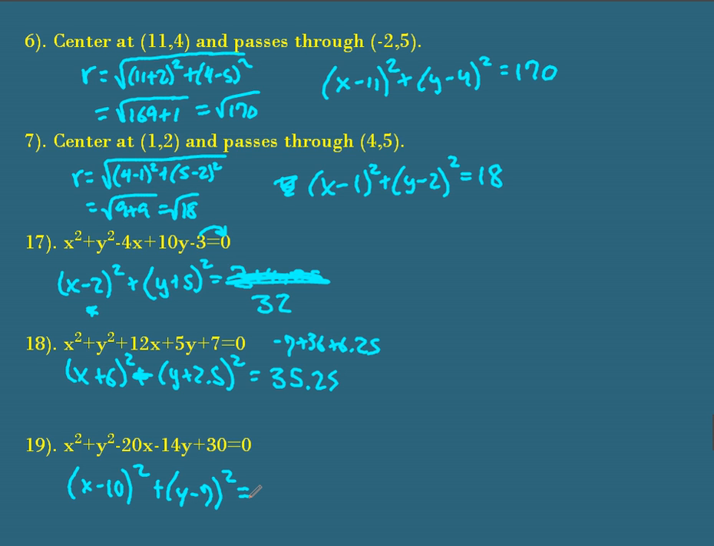And then for number 19, we'll have x minus 10 quantity squared, and we'll have y minus 7 quantity squared. And it's going to equal, on the other side, a negative 30, because we had to bring this guy over. From the 10, we'll have a 100, and from the 7, we'll have a 49. So my answer here will be 119 for the right-hand side. You need to have that full equation.